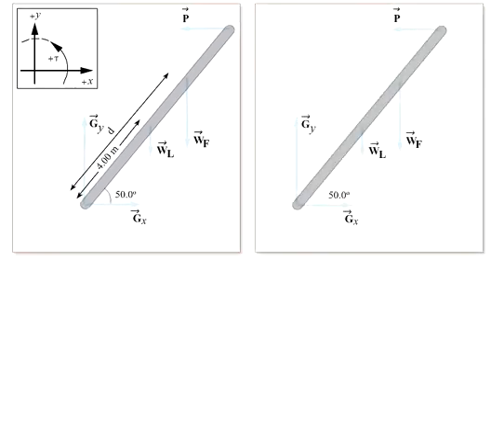G sub x and G sub y both act on the lower end of the ladder. Therefore, they both produce no torques about that point. If we use an axis through that point and perpendicular to the drawing shown, these two forces will not appear in the equation representing the balance of torque. The lower figure now shows P, W sub L, and W sub F.